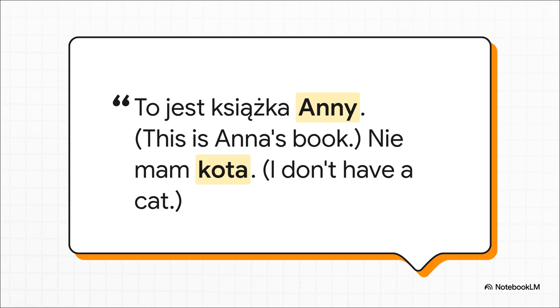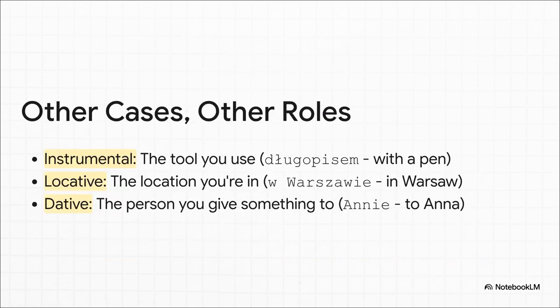And if you say, I don't have a cat, nie mam kota, the word kot changes to kota just because it came after that negative, I don't have. And the other cases just keep filling in all the other possible roles. You use the instrumental case to say you write with a pen. Use the locative to say you're in Warsaw. And the dative case is what you use when you give something to Anna. Every single ending adds another precise layer of meaning.